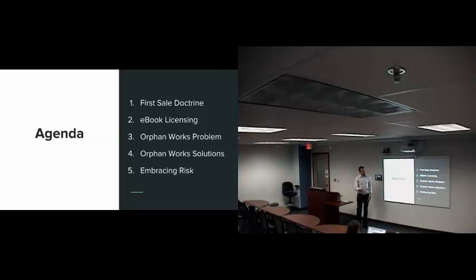And then we're going to take a bit of a shift and start looking at the orphan works problem and some possible solutions to that problem, and also best practices for digitizing orphan works and making them publicly available online. So hopefully we'll have time to do a little bit of an active learning exercise at the end and talk about some scenarios, digitizing and making available different kinds of orphan works.